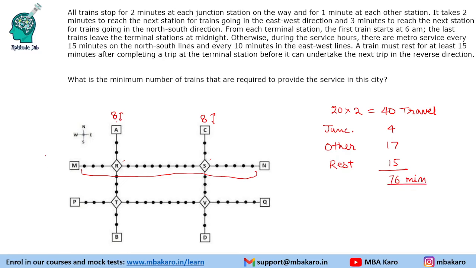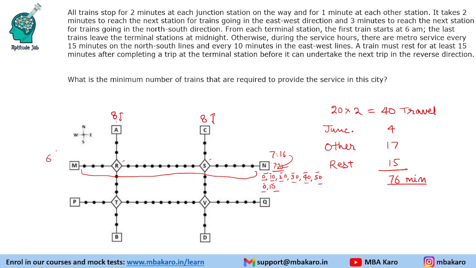So if this train is starting at 6, it will be available at 7:16. So by that time we will need 6:00, 6:10, 6:20, 6:30, 6:40, 6:50, then 7:00 and 7:10. So by that time we will need 1, 2, 3, 4, 5, 6, 7, 8 trains. So 8 trains will be needed minimum. Then it will start only at 7:20. Right? So it can start only at 7:20. Before that we need 8 trains.